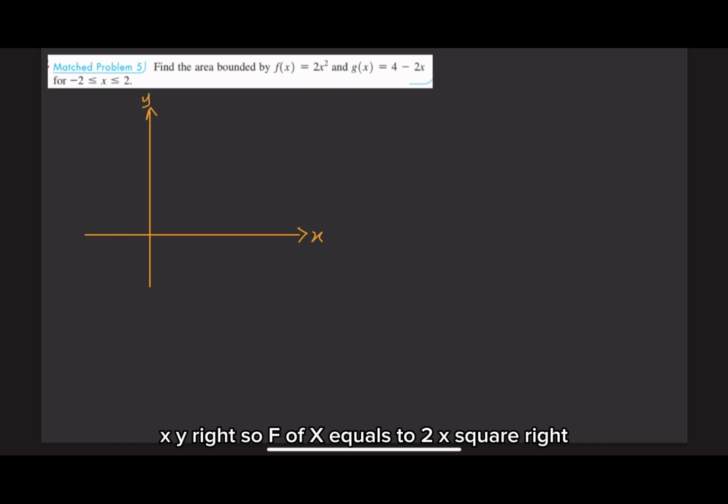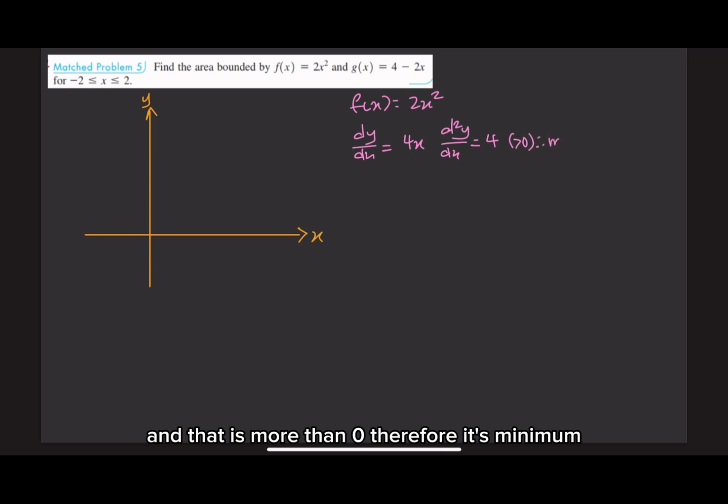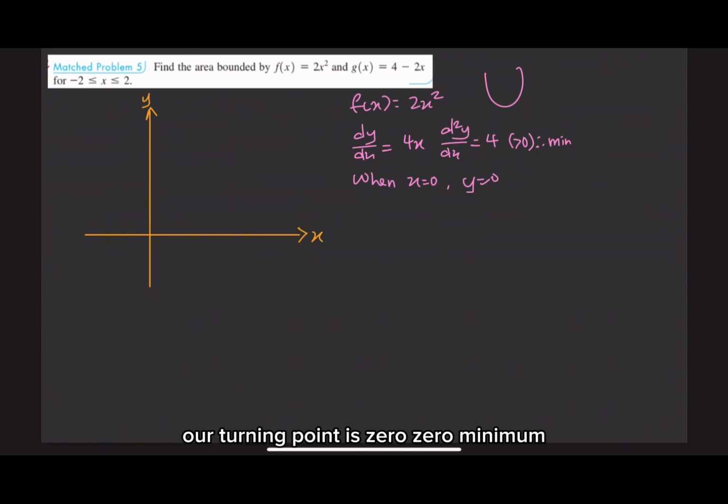X and y. Right? So, f of x equal to 2x squared. Differentiate it, and we get 4x. Differentiate it again, and we get 4. And that is more than 0, therefore it's minimum. U-shaped curve, remember? And then when x is equal to 0, y equals to 0. That means our turning point is (0, 0), minimum. This is our minimum point.